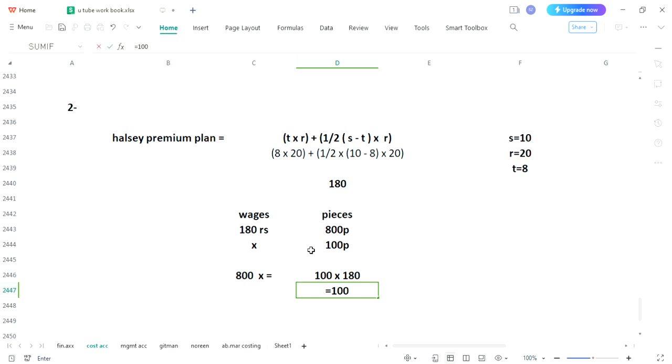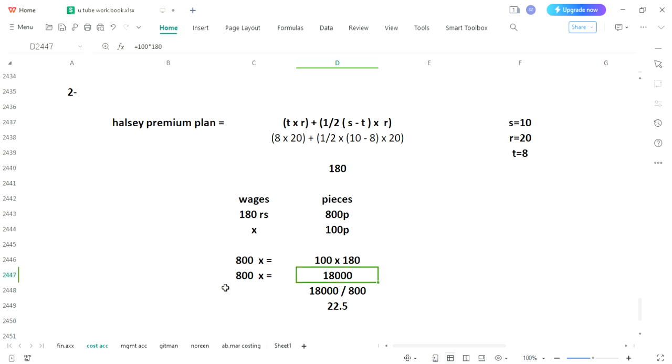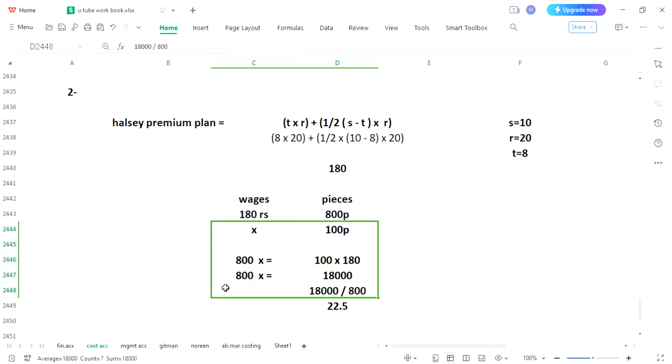100 would be multiplied with 180, and this would be exactly similar for the next line as well. 18,000 is already present on the right side and we want to take this 800 to the opposite side. Sign would be changed here, 800 is multiplied and on the opposite side it would be divided. The statement is completed. Now we can put it on the calculator. 18,000 divided by 800. So we have got our amount. This is the amount for 100 pieces.